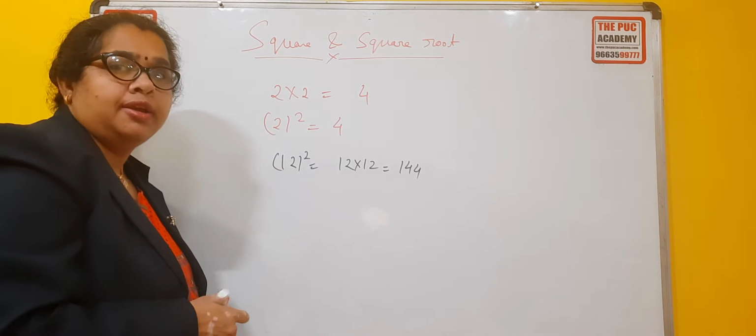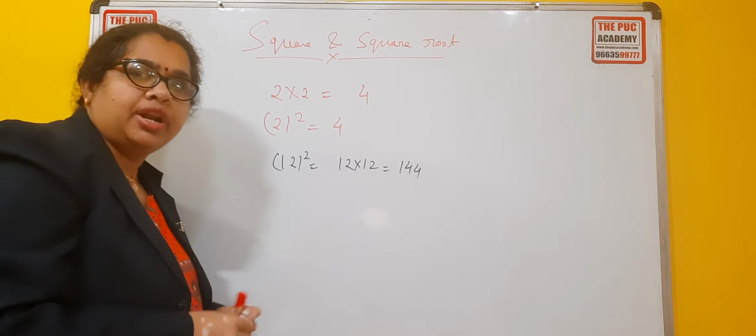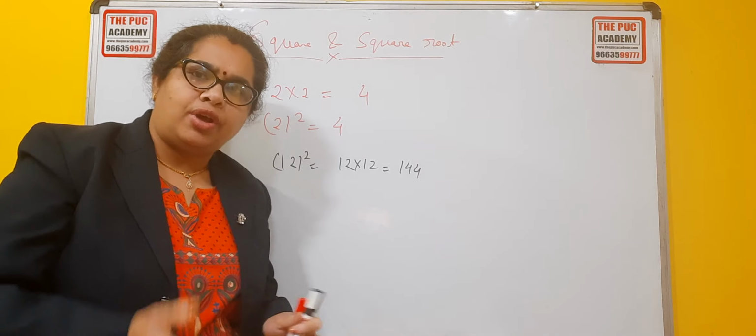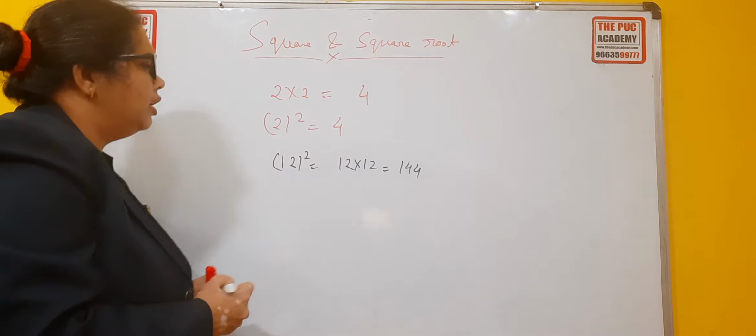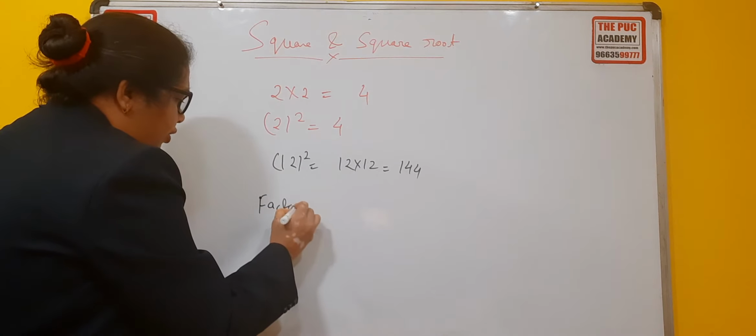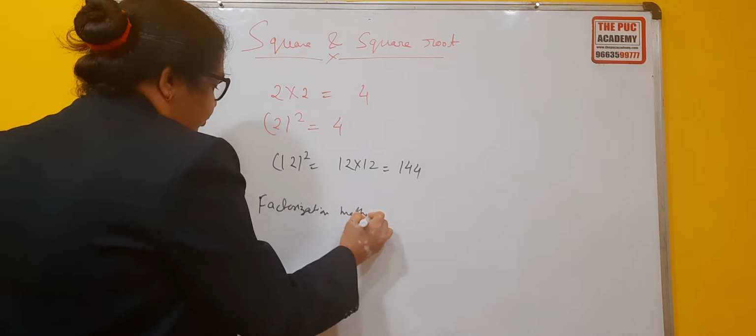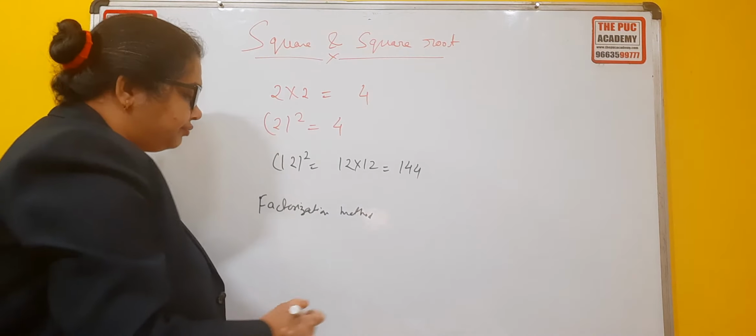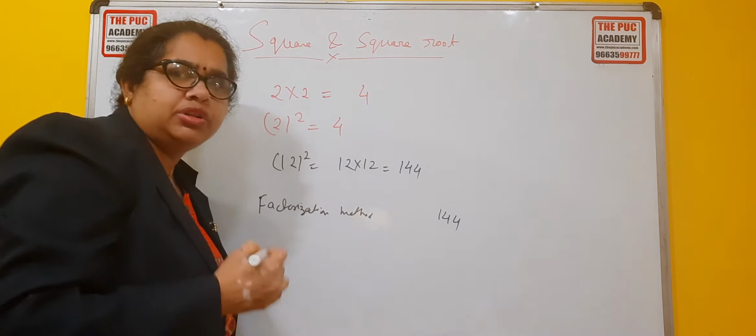Okay children, but how to find a square root? For a square root, there are two methods. One is the basic factorization method and the other is the square root method that we will see. Just for example, we will see the factorization method for the square root. So in the factorization method, we have 144, and we need to find the square root.